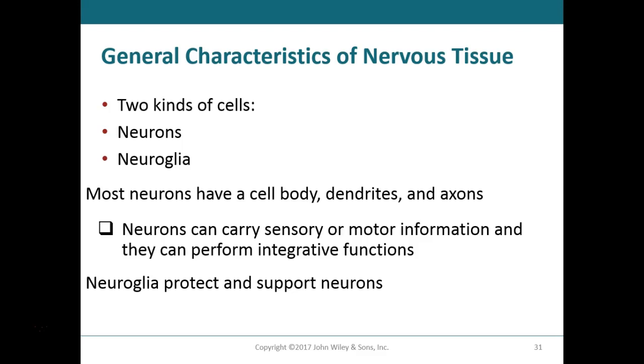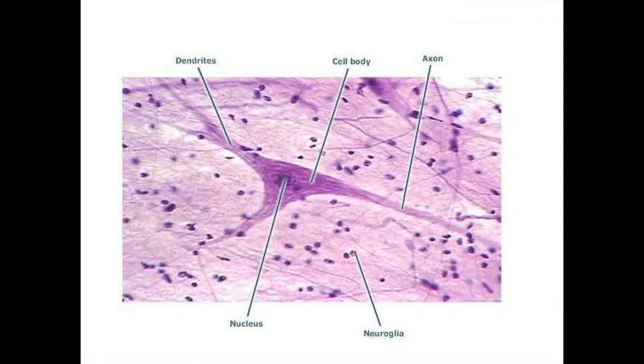So most neurons that we're going to see will have a cell body, axons and dendrites, and they carry out the sensory or motor information and perform the integrative or processing functions. The neuroglial cells, again, protect and support the neurons, which are the workhorses in the nervous tissue. So as we're looking at a typical image of nervous tissue, here you can see a great big multipolar neuron. So this enlarged area here is the cell body, also called the soma.